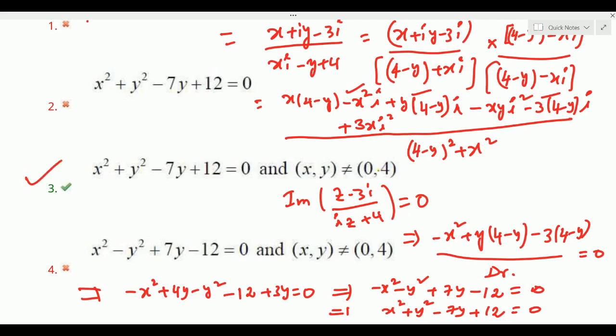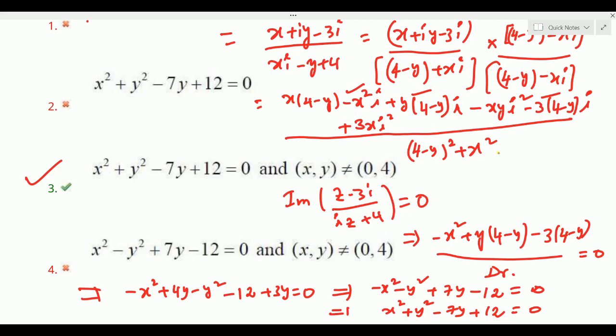Here, xy not equal to 0 and 4 is given, because if the denominator is 0 at that point, it would be undefined. So directly you got the locus in the form x square plus y square minus 7y plus 12 is equal to 0. Is it clear? So there are 2 cases here. The second option is also x square plus y square minus 7y plus 12 equal to 0, but the third option is 100% correct, because in the third option x is not equal to 0 and y is not equal to 4, since otherwise the denominator vanishes.